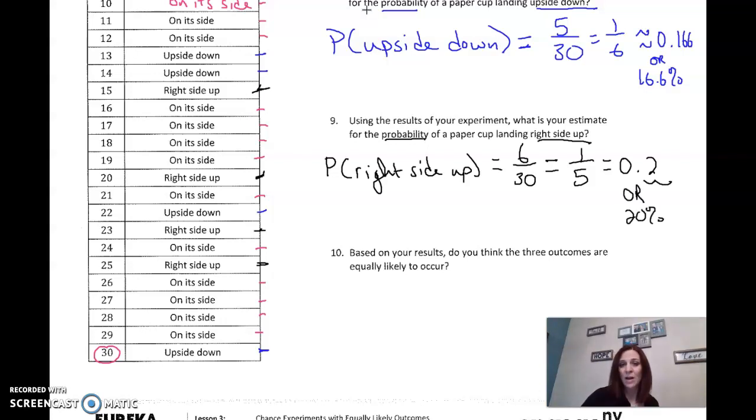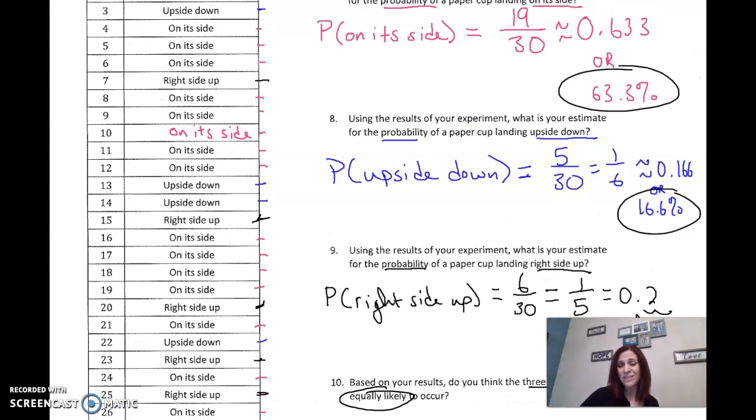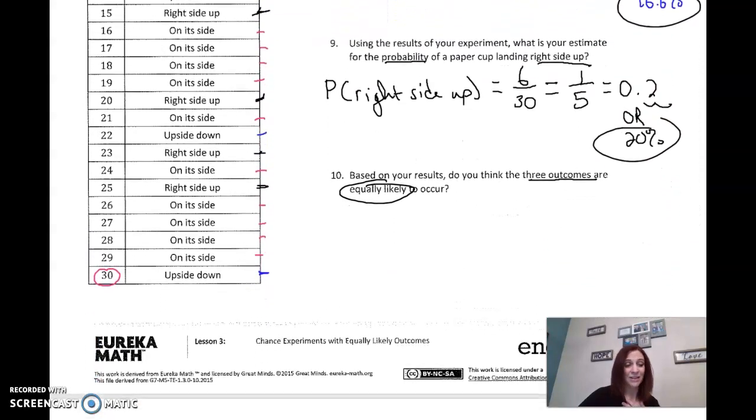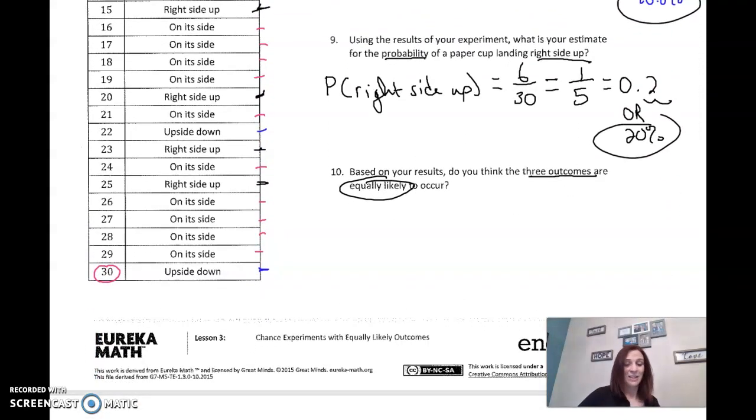Okay. All right, so based on results, do you think that the 3 outcomes are equally likely? So think back to equally likely. Remember, that's an equal chance. So if we basically have 20% or 16.6%, that's pretty close, but then this one is 63.3%. So based on our results, are they equally likely? No.